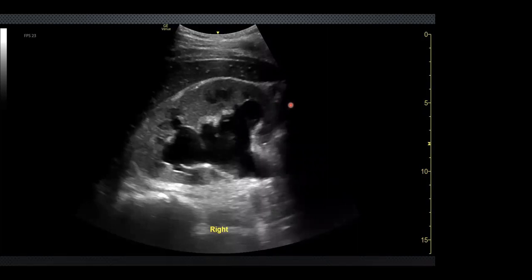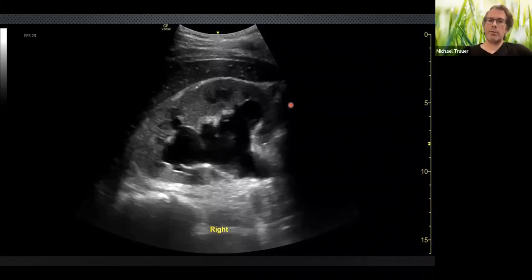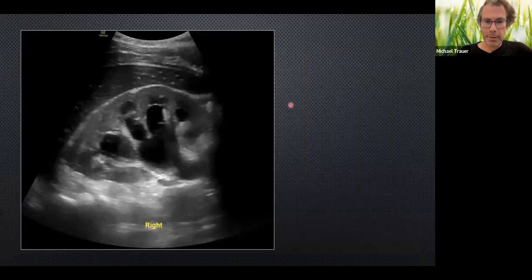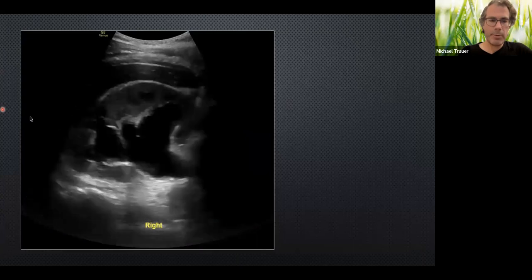So this seems like a moderate to severe hydronephrosis. We see the calyx dilated. Yeah, fantastic, absolutely right. And then here's a video clip of the same thing.